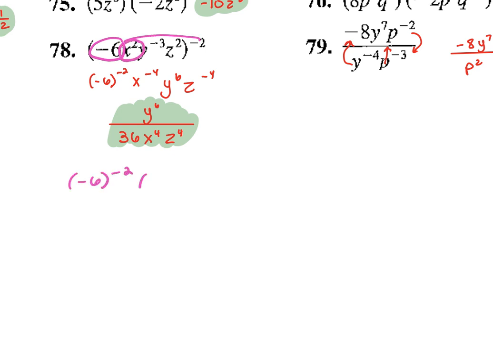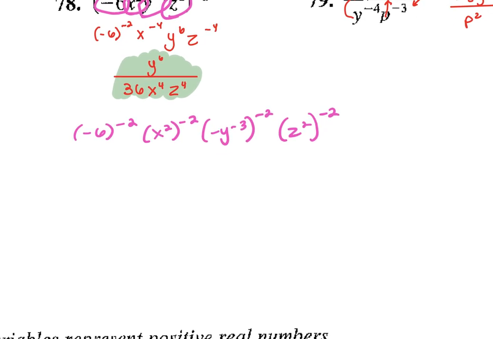The x squared is going to get raised to the -2. The y to the -3 is going to get raised to the -2. And the z squared is going to get raised to the -2. So start by distributing each of those exponents. -6 to the -2 means that 6 is going to be squared in the denominator, -6 actually, in the denominator. So this would be 1 over 6 squared, which becomes 36 in the denominator.